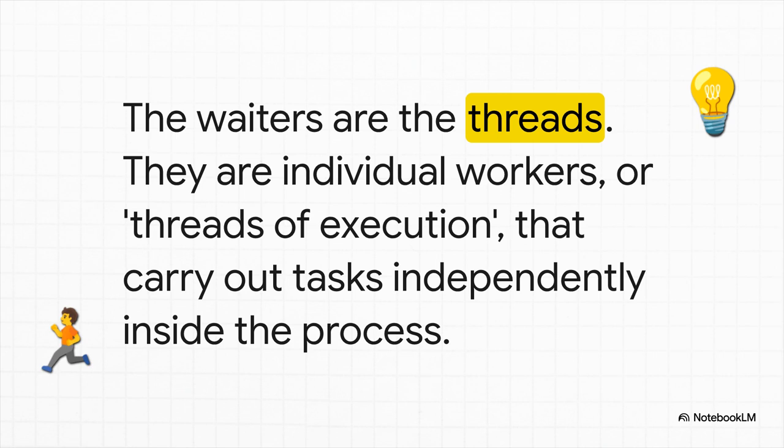And this is where we meet the stars of our show, the waiters. In our analogy, the waiters are the threads. They are the individual workers who operate inside that restaurant. Each one is what we call a single thread of execution, and they're all carrying out tasks independently. You know, taking an order from table 5, delivering drinks to table 9, running a credit card for table 2.